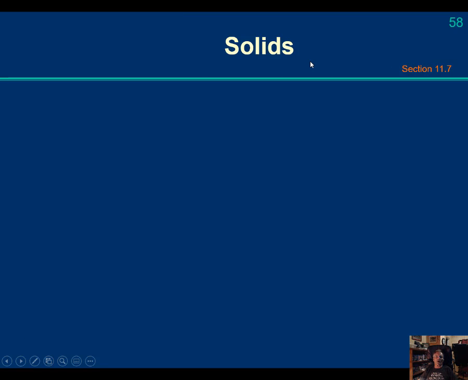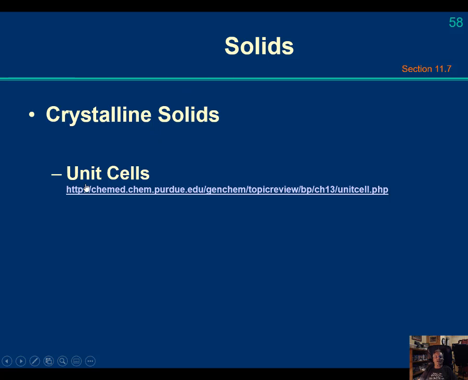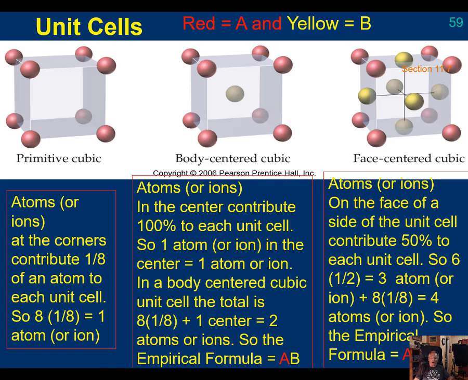What we're going to focus on are crystalline solids, and specifically unit cells. Here are a few unit cells to be familiar with. Now, if you study solids and unit cells, you'll find that there are many that are much more complicated than what you're going to see here, but this will be enough for this course. It'll get you started. So here's what we've got. All the red spheres we're going to call A, and all the yellow spheres we're going to call B. And here's how you want to look at that.